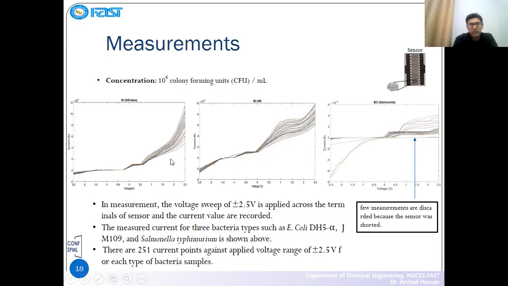Actually, we have measured 45 readings for each bacteria, and 5 are discarded. So we are left with 40 files for each bacteria. So we have a total of 120 files of data.